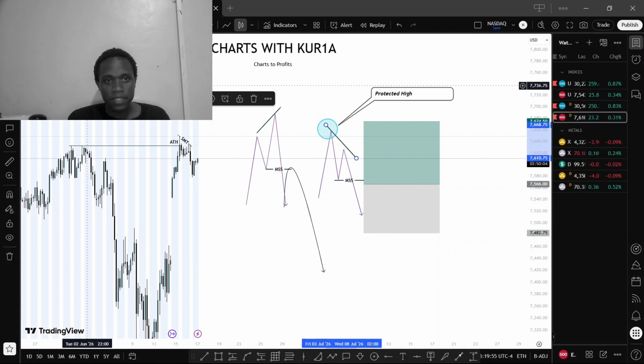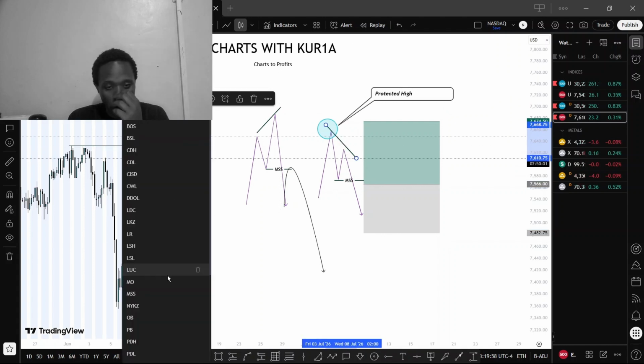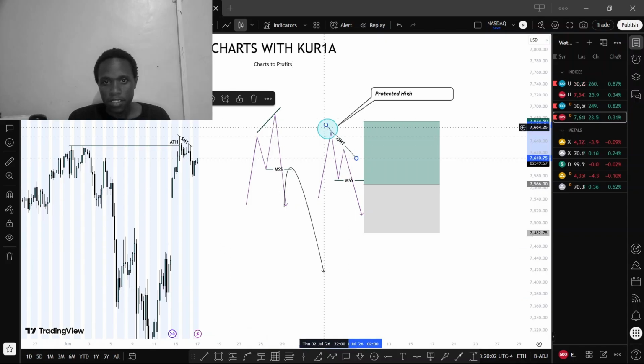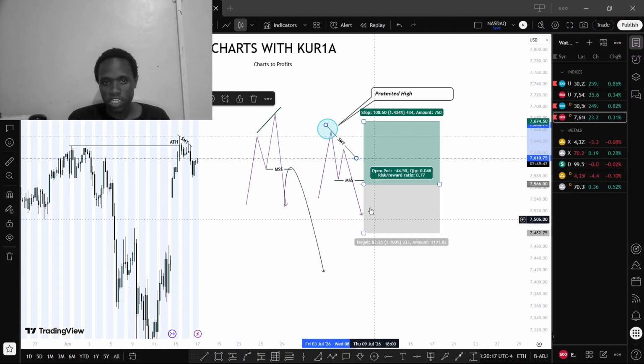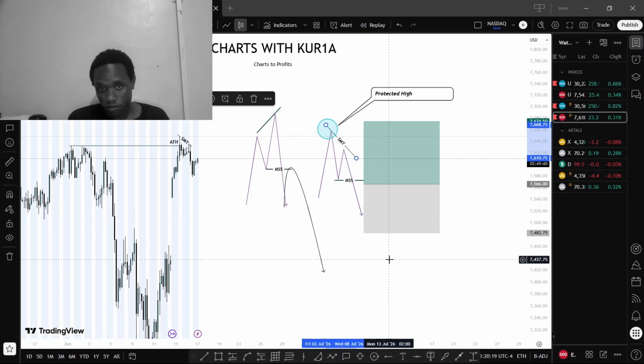Okay, so what you do, let me just mark this so that it does not confuse us. This is an SMT. So the high that was not taken is a protected high. So you do not put your stop loss above this. You put your stop loss above the original high that was not swept on the weaker asset in terms of bullishness, or the stronger asset in terms of being bearish.